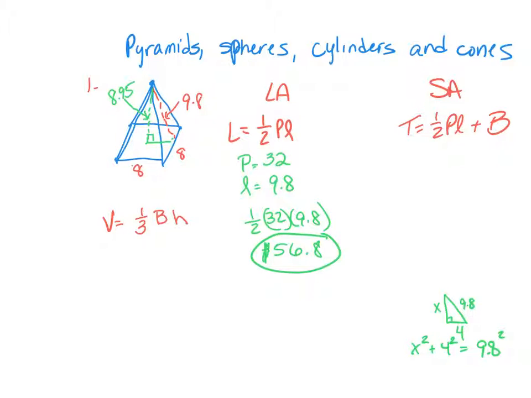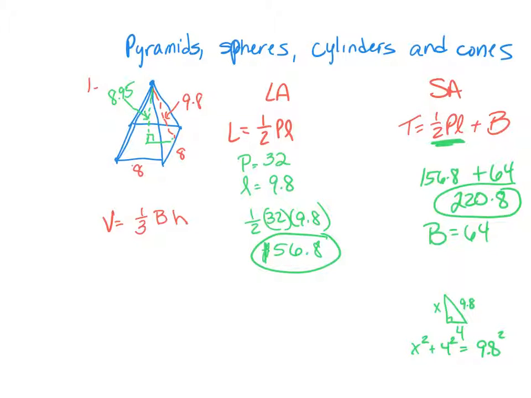Well, the surface area gives us that same formula. So we need to put that number in again, 156.8, plus the area of the base. What is big B? What is the area of the base? If the base is a square and the sides are 8 by 8, what is the area of the base? 64. So we put that in our calculators, and we get our total surface area, which is 220.8. Okay, so we've got the total surface area.